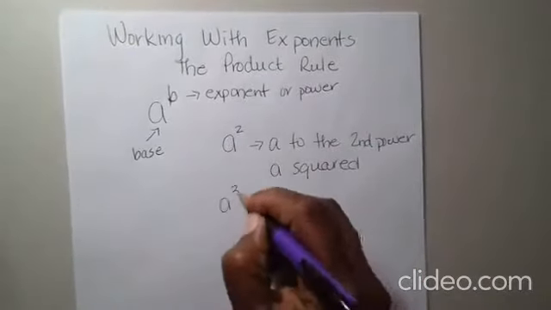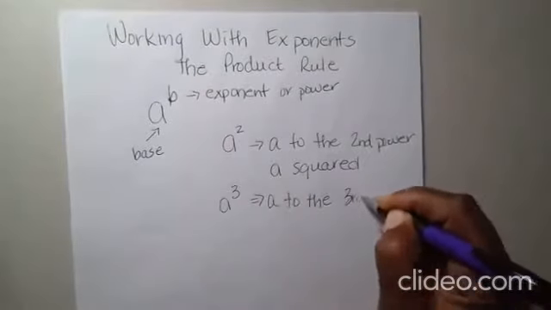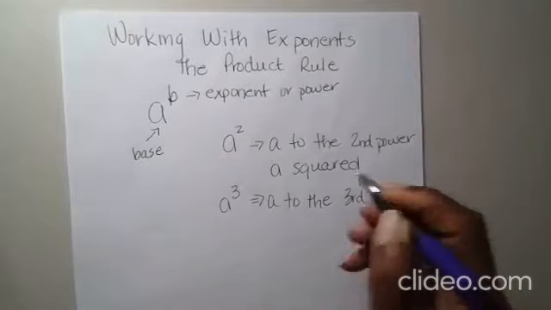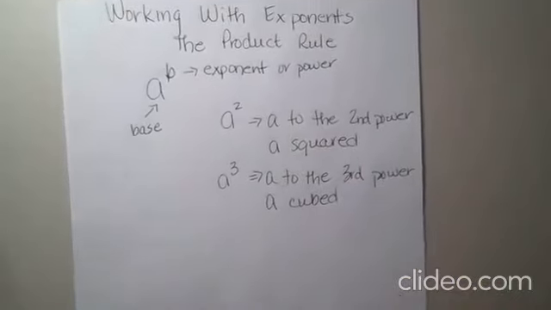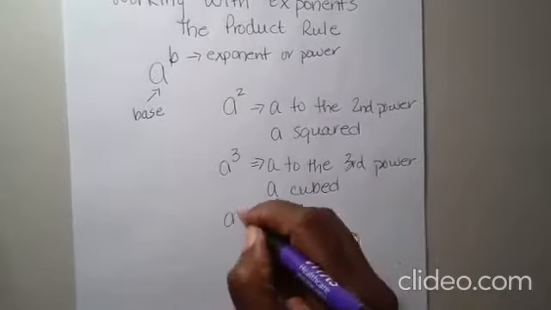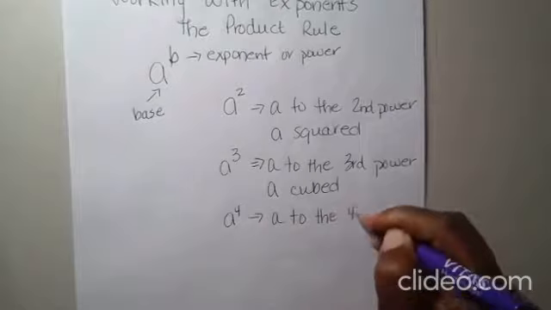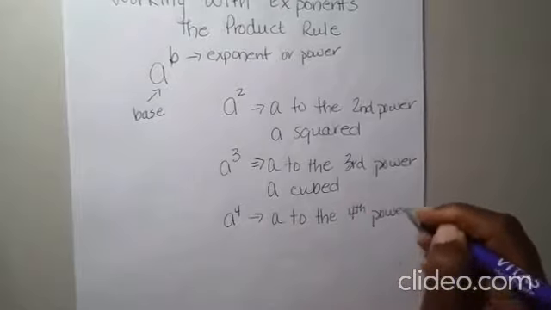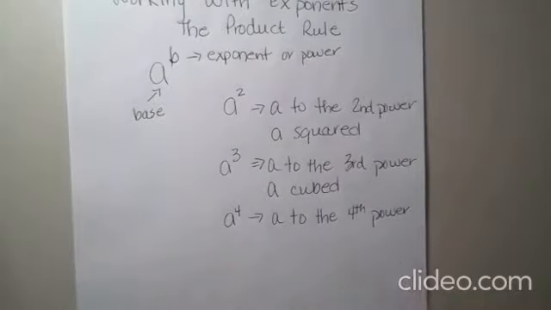Let's say you had a to the third power. That's what this is, to the third power. Or it can be called a cubed. After you pass the third power, from the fourth power on up, it's just a to the fourth power. There is no word for the fourth power. Like you have cubed for the third power, there's no word for the fourth power. It's just a to the fourth power and so on and so forth. It continues to go up from there to whatever power you want to take it up to, right?